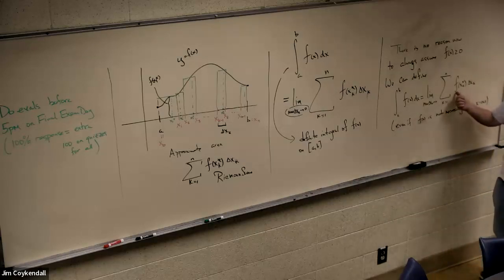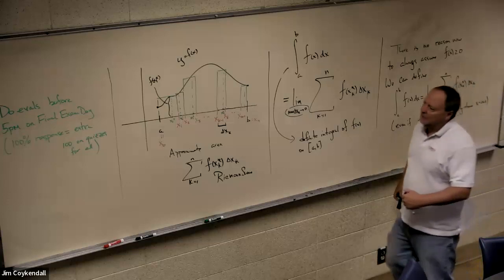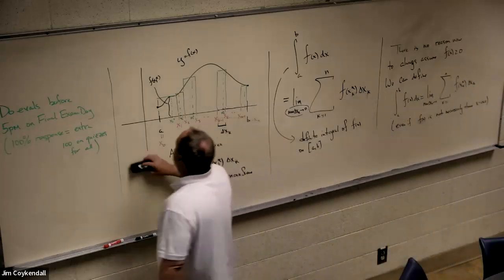All that'll mean is for some of these values that are below the x-axis, we'll get negatives. Right? This delta xk will be positive. If you're going from a to b, then with this thing right here, you go negative. Here's a question for you.